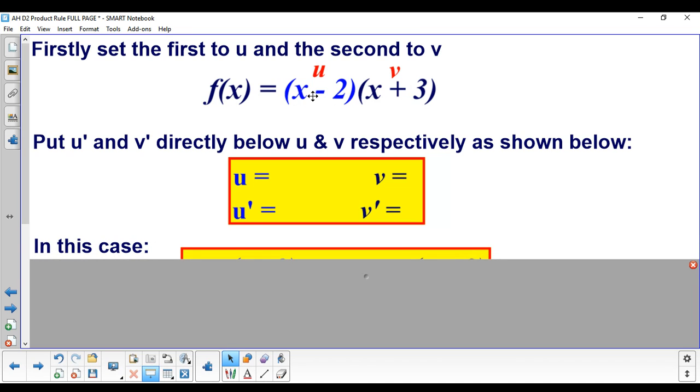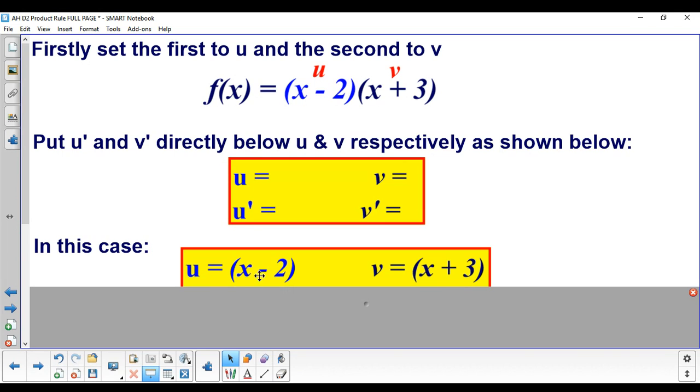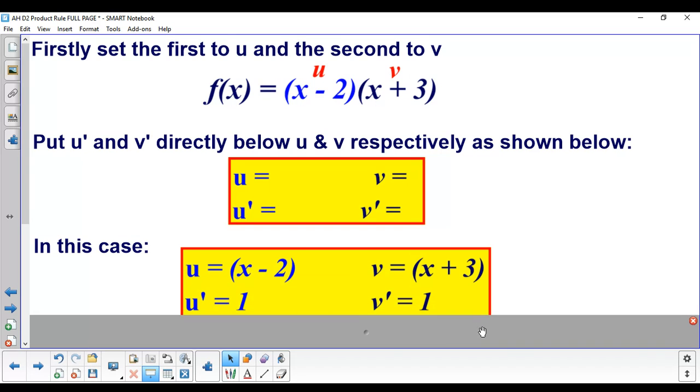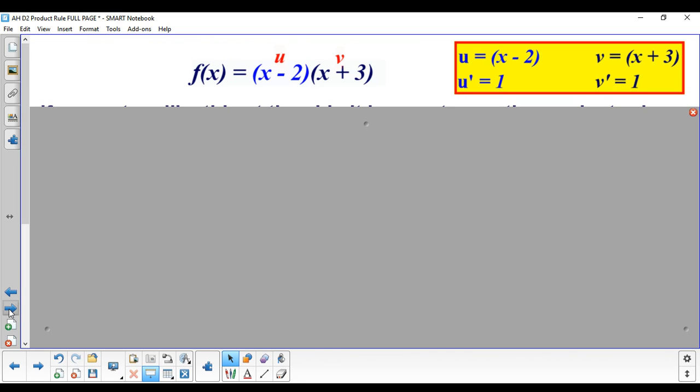So in this case here, the U is x minus 2 and the V is x plus 3. So I put that, and the derivative of U is just 1 because you have x there, the minus 2 just disappears, and the derivative there. So that's it. So let's go and do the question.